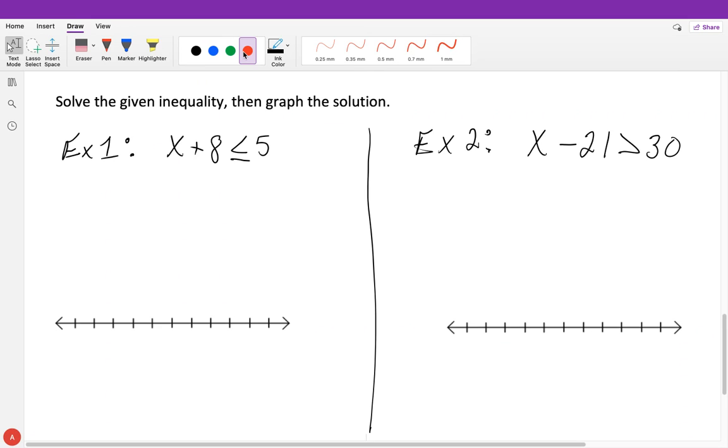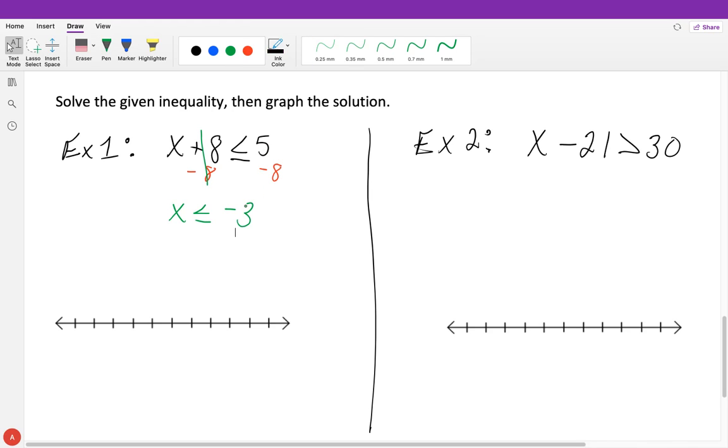So we look and say, okay, what is happening to our variable? It's being added with 8. So we ask, okay, what is the inverse operation of addition? And that's subtraction. So we'll subtract 8 from both sides. And then these will cancel out. So now we have x is less than or equal to 5 minus 8, which is negative 3.